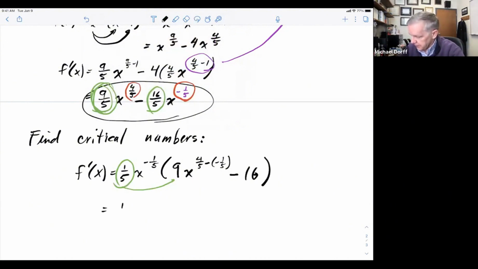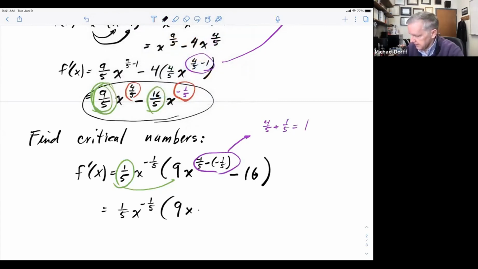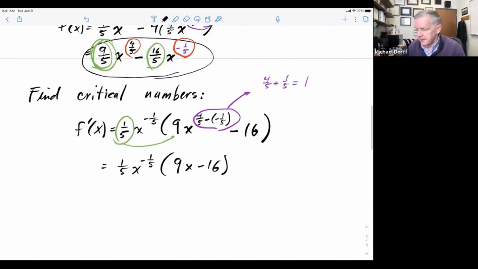So now I can rewrite this as 1/5 x to the negative 1/5 times 9. And here in purple, what does that exponent equal? So that's 4/5 plus 1/5, that equals 1. And so now I'm left with x to the 1 power minus 16. And now I'm going to rewrite this as a rational expression or a fraction. So I have 9x minus 16 on the top. The 1/5 out front is the same as putting a 5 in the denominator. And x to the negative 1/5 is the same thing as putting x to the positive 1/5 in the denominator. So this is what my derivative looks like.